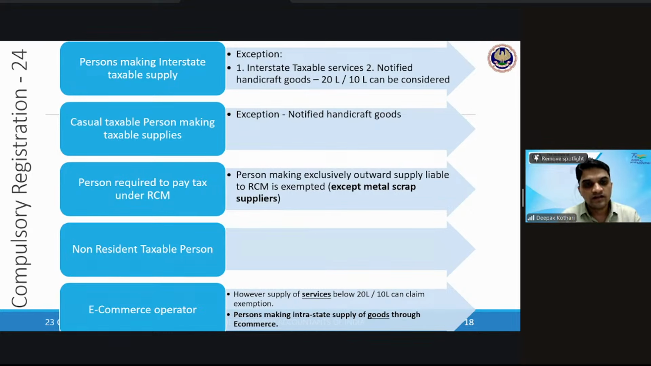So in a nutshell, if we read section 24, we see that there are certain categories of people who don't have to touch the limit of 10 lakhs and 20 lakhs. Even with small transactions, they have to take compulsory registration. That is the main aspect of section 24. It's saying that we have set a limit, but these 10 categories of people have to take compulsory registration even if they don't touch the threshold limit.